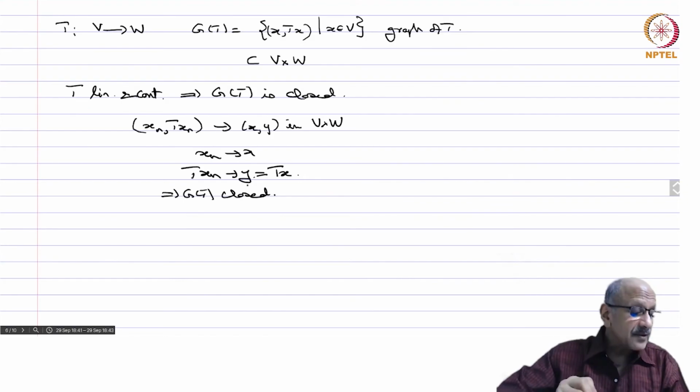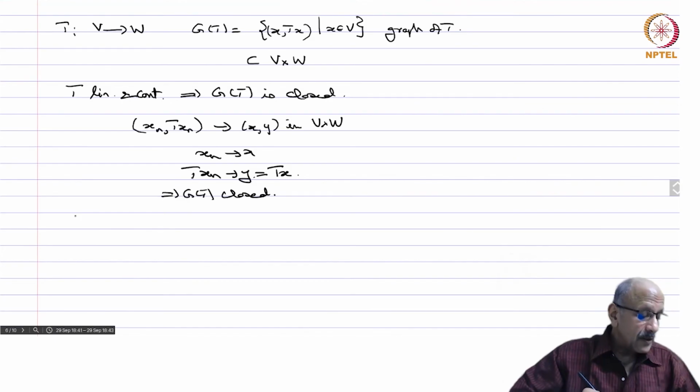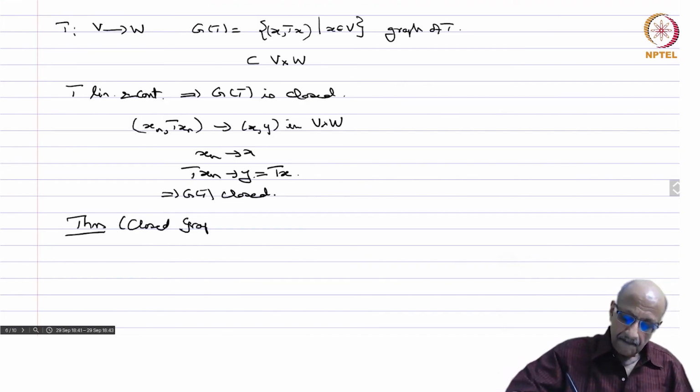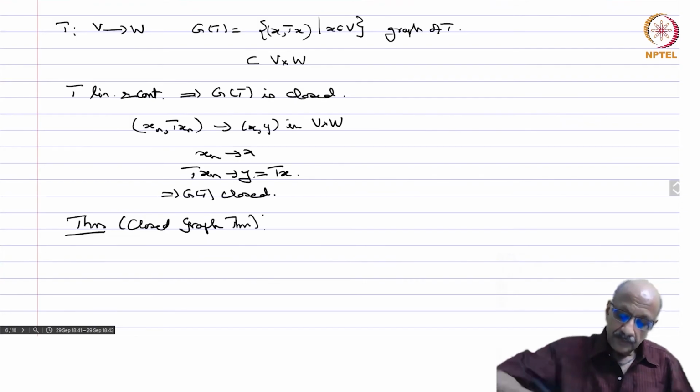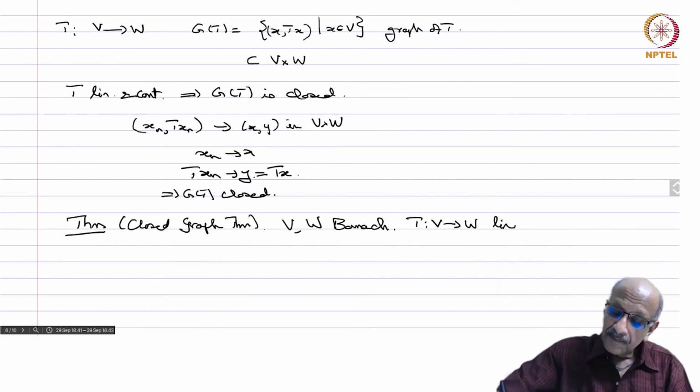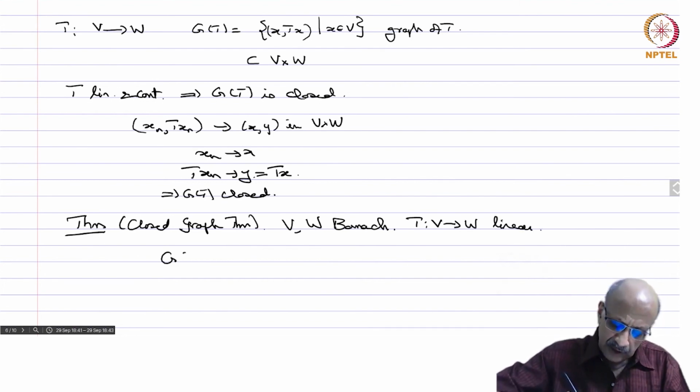The beautiful thing is the converse is also true. Okay? So this is the theorem. This is the closed graph theorem. Let V, W be Banach, T from V to W linear. GT closed implies T is continuous.